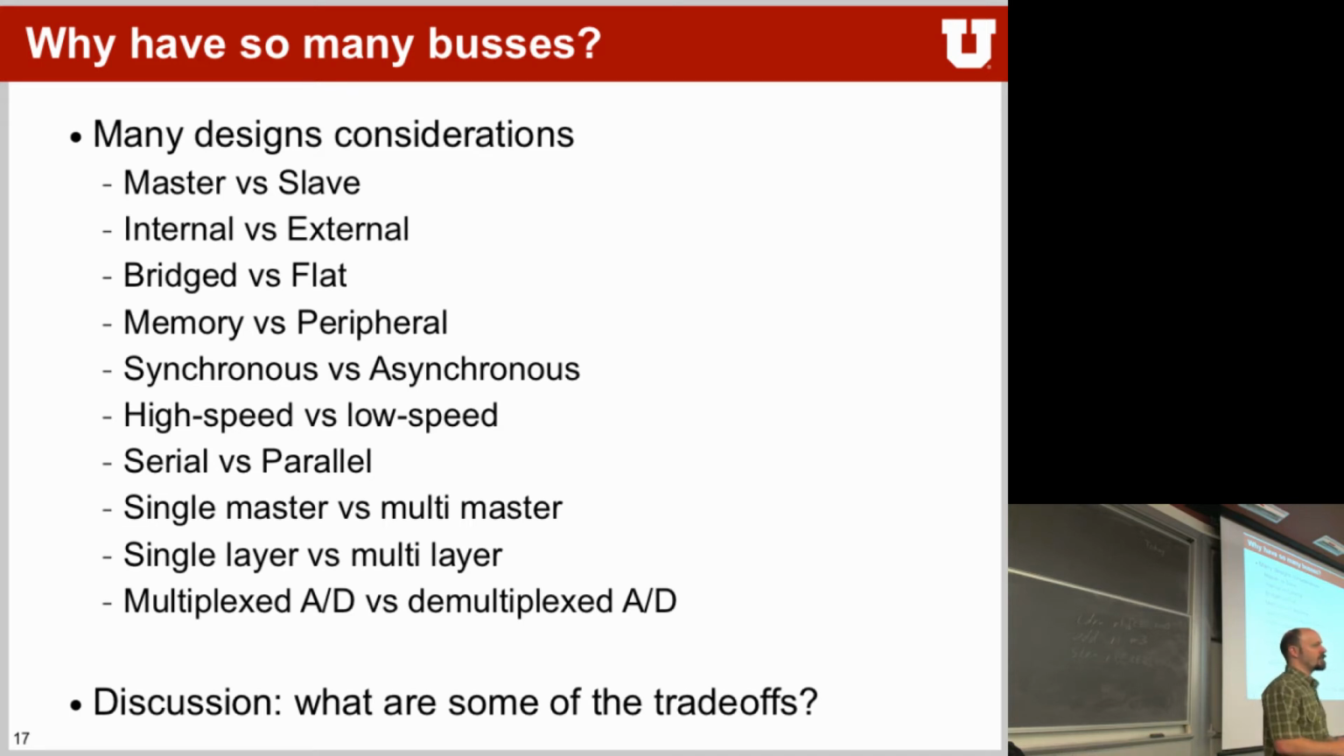So get together in teams of two again and talk about what are some of the trade-offs that you have to make. Why do you have master versus slave buses? Why do you have internal, external? What are the advantages or disadvantages? What would you have to change in a bus architecture, for example, if it were an internal versus an external bus? Let's do 2 minutes, and then we try to make a list on the blackboard.